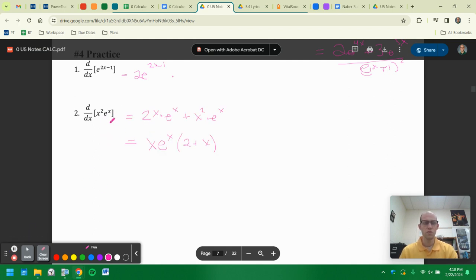This is a product rule, so derivative of the first times the second, and then add that to the second times the derivative of the first. And rearranging some common factors, you can pull out an x and an e to the x. So you get this for your final answer.